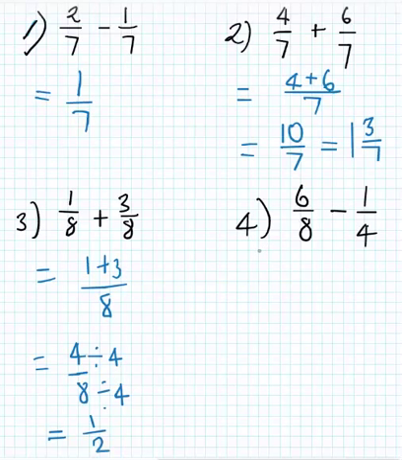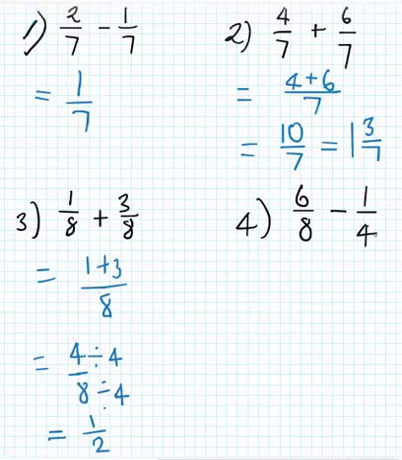Now number 4 is starting to look a little bit different because you notice that we don't have the same denominators. I've got an 8 here and a 4. Now you can go 8 times 4 to give you 32, and 4 times 8 to give you 32. That can work. But let's just check.